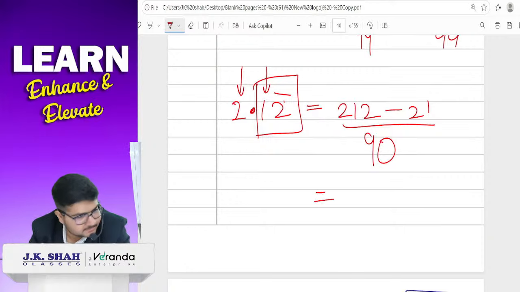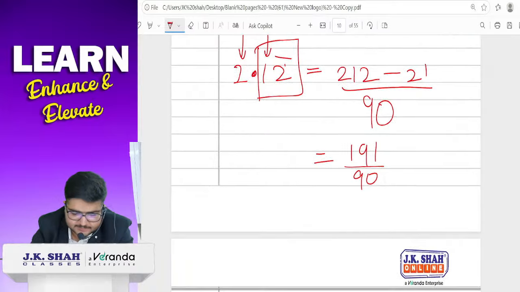Understood everybody? Understood. So now you have to subtract 212 minus 21. Can you tell me the answer? It will be 191 upon 90. Understood everybody?